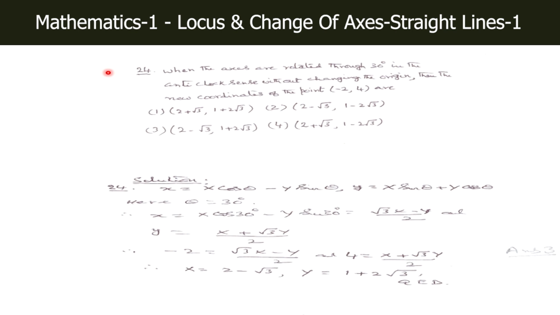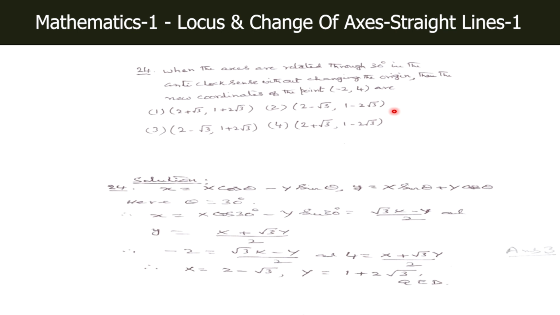Now, next question 24. When the axes are rotated through 30 degrees in the anti-clock sense without changing the origin, then the new coordinates of the point minus 2 comma 4 are: 2 plus root 3 comma 1 plus 2 root 3, 2 minus root 3 comma 1 minus 2 root 3, 2 minus root 3 comma 1 plus 2 root 3 and 2 plus root 3 comma 1 minus 2 root 3.